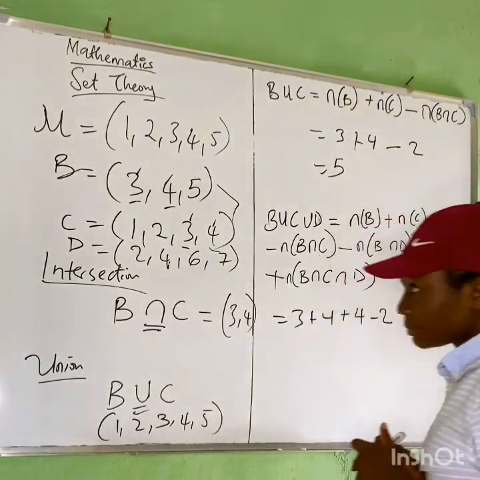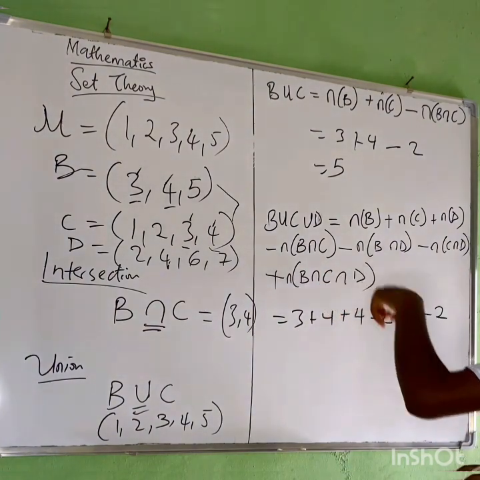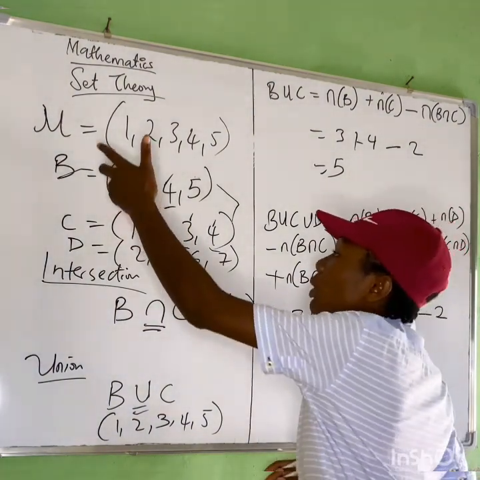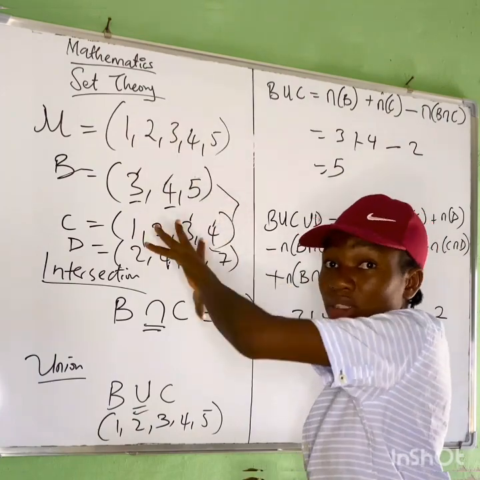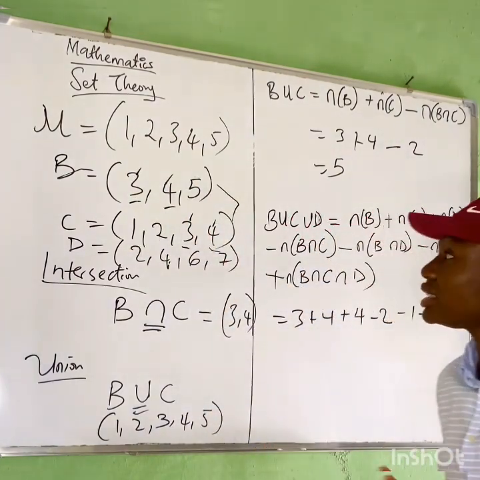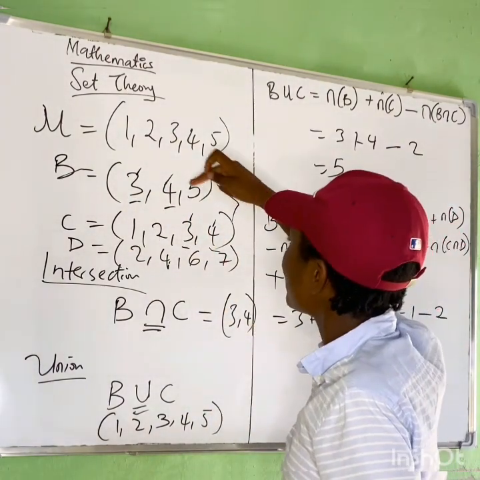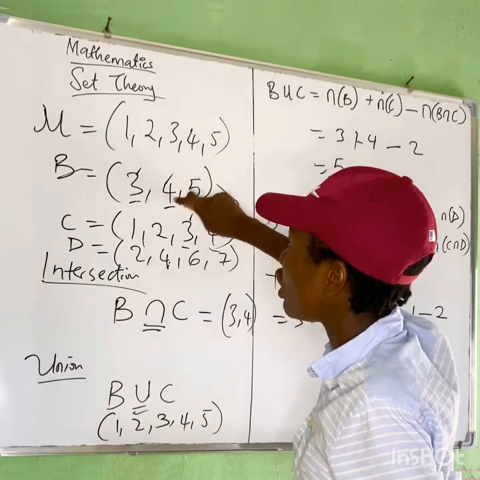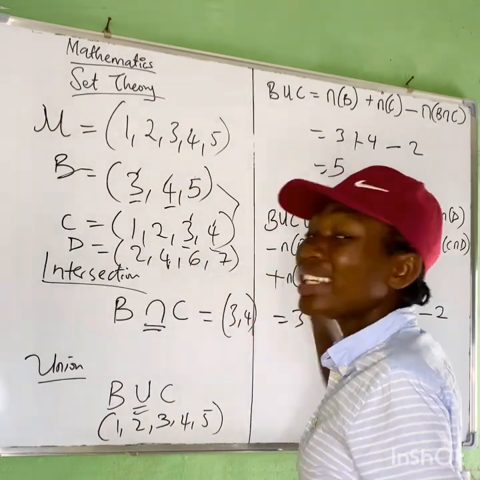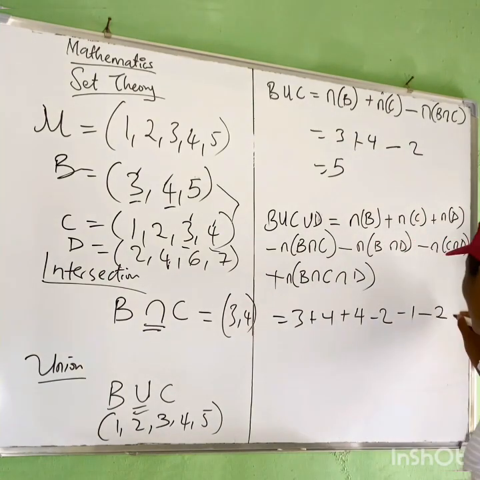And then lastly, B intersection C intersection D. That is what is common for the 3 sets, all right? We're going to look at what is common in the 3 sets. Now, if you see, we can find that 4 is common in the 3 sets. So we only have 1 common thing. So we're going to be adding that 1.